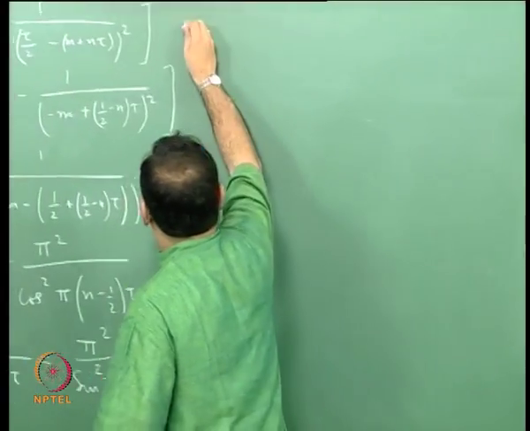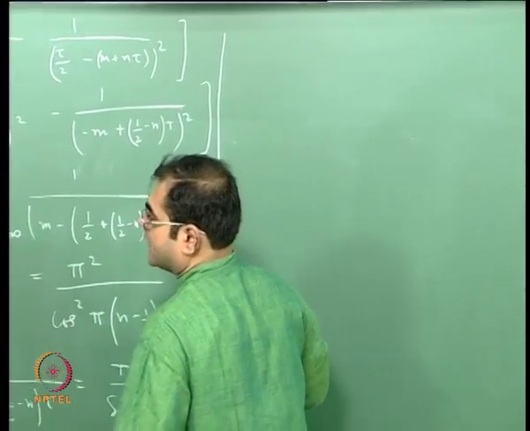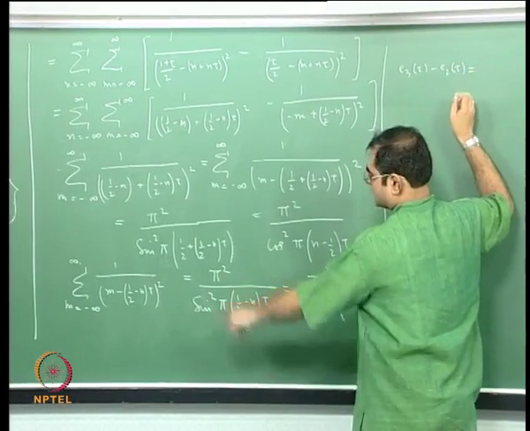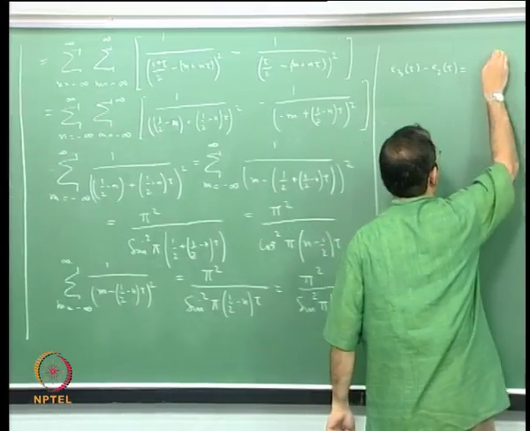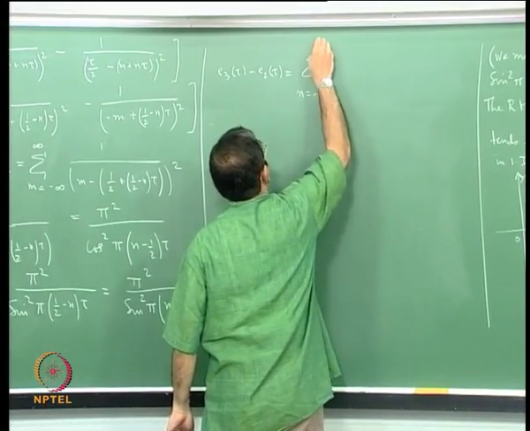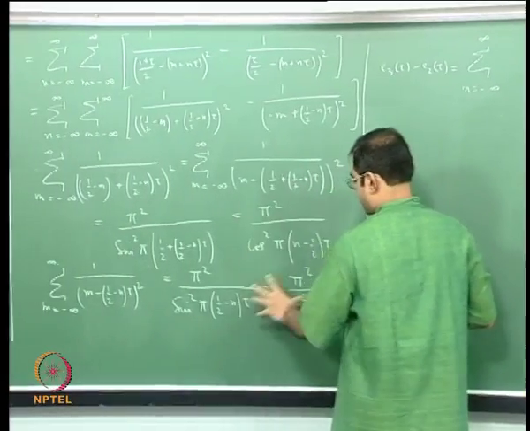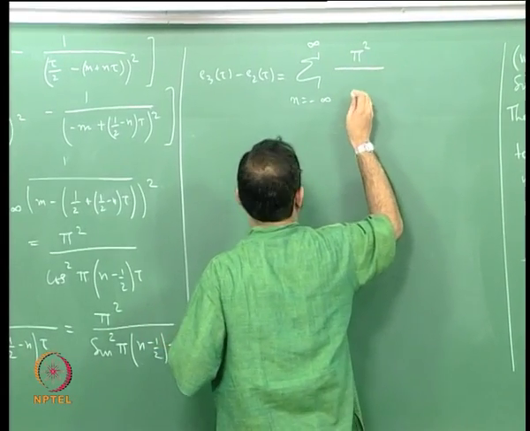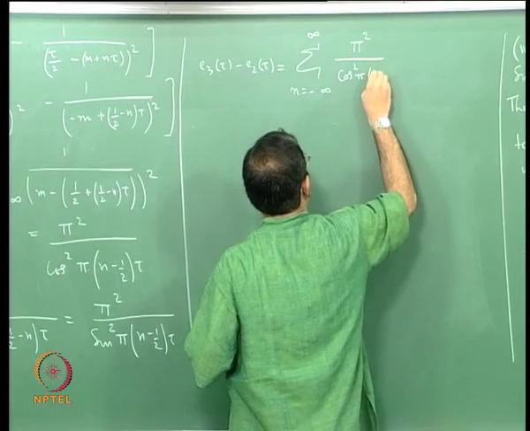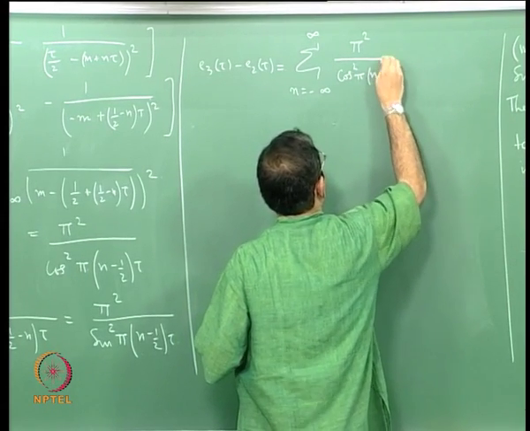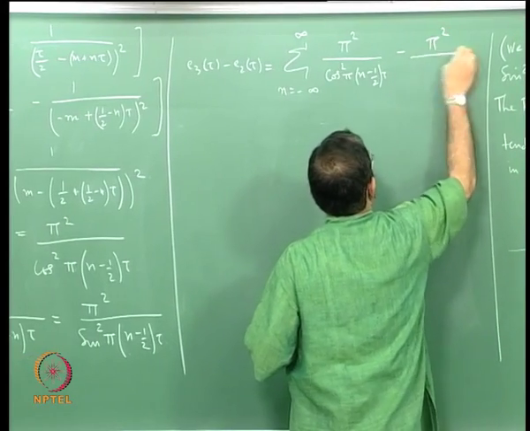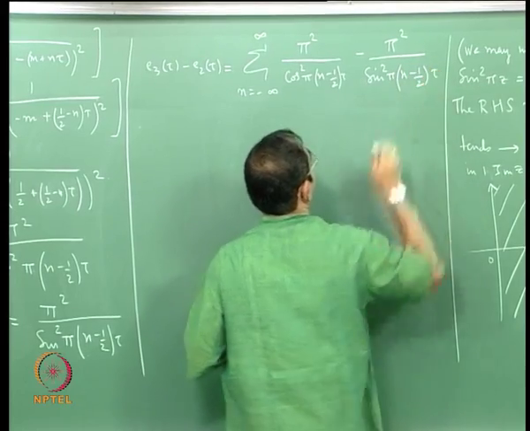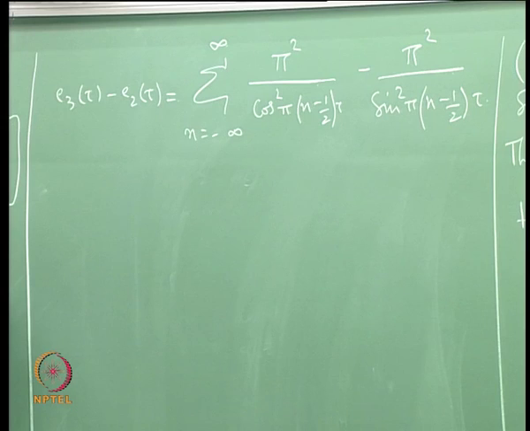Well, we will end up with E3 tau minus E2 tau is equal to a summation outside, summation n equal to minus infinity to infinity, and what you get inside is this minus this. So it is going to be pi squared by cos squared pi n minus half tau minus pi squared by sine squared pi n minus half tau. This is what you get.